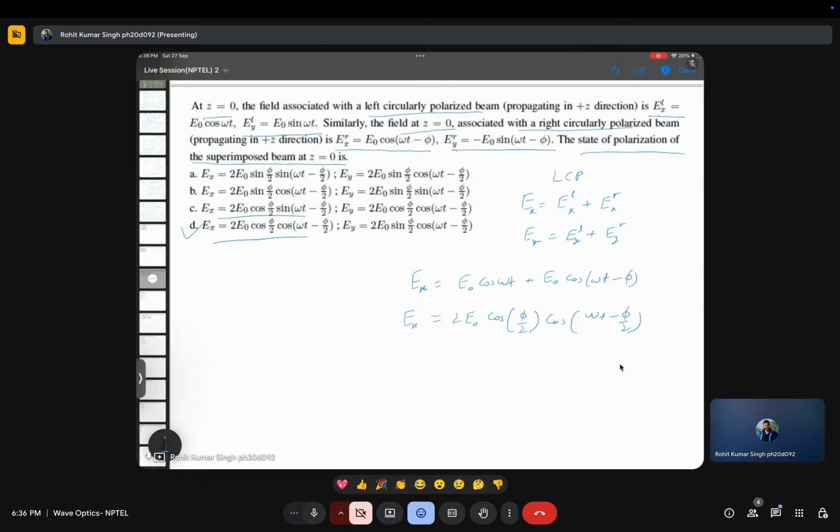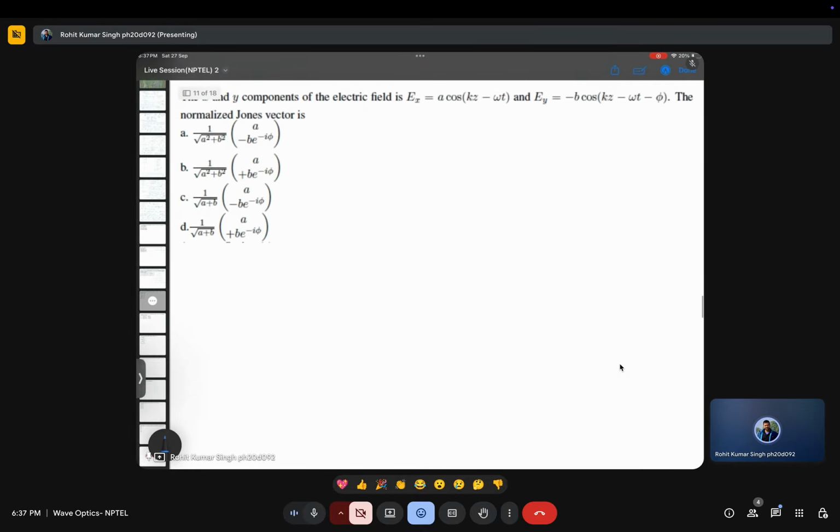It is just, use the trigonometric identity, cos A plus cos B is equal to 2 cos A plus B by 2 cos A minus B by 2. Fine. Similarly for the sine, you have the other identity. Okay, so now let's go to the problems on Jones matrix.